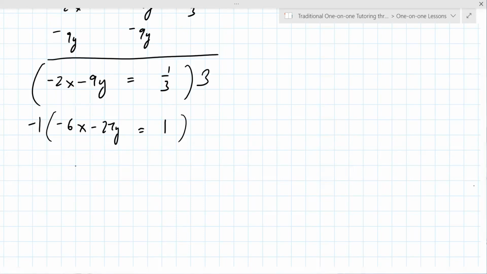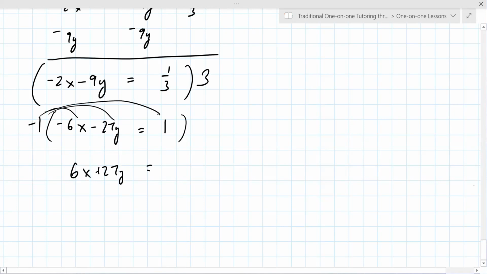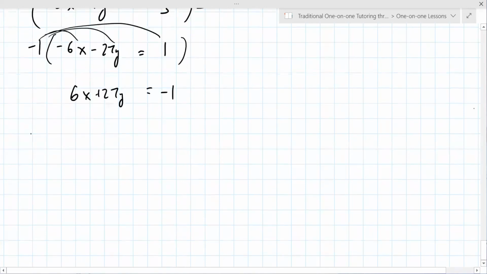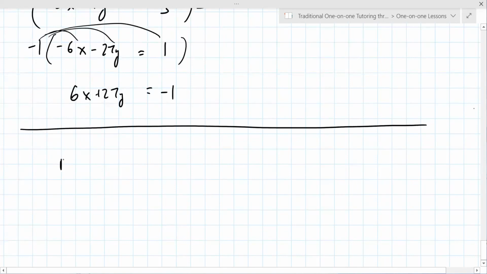6x plus 27y equals 1. You're multiplying everything though, not just the first two. What about the third one? What does that become? It's negative 1 equals negative 1. Very good. Okay, we're going to write the following, put into standard form.